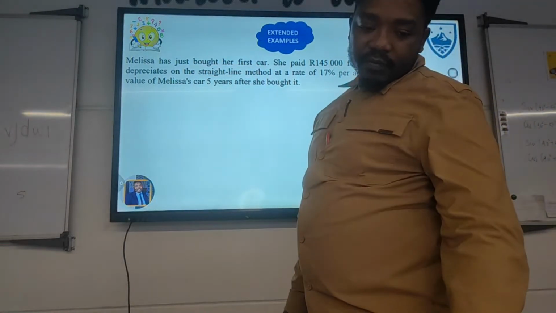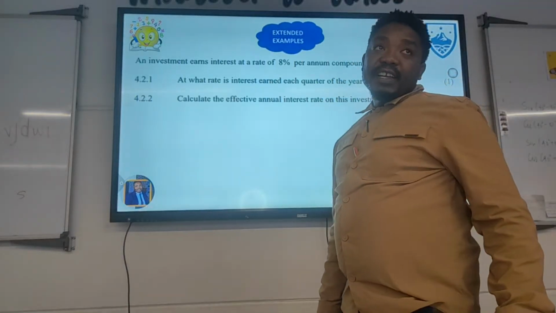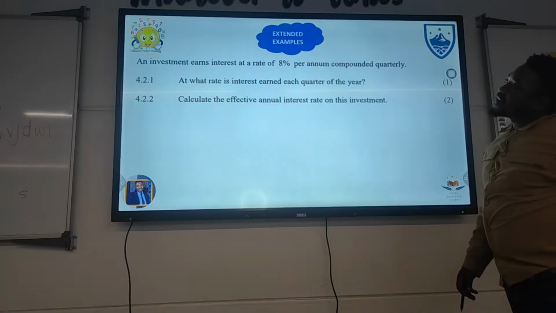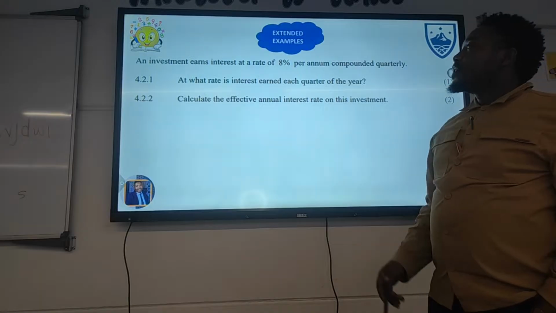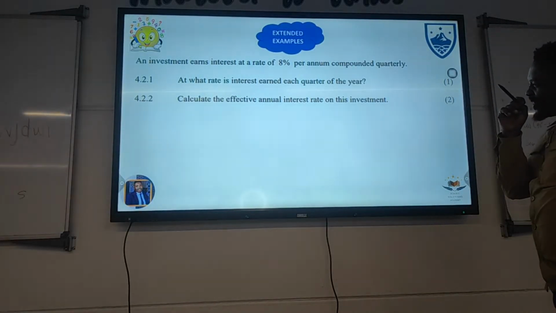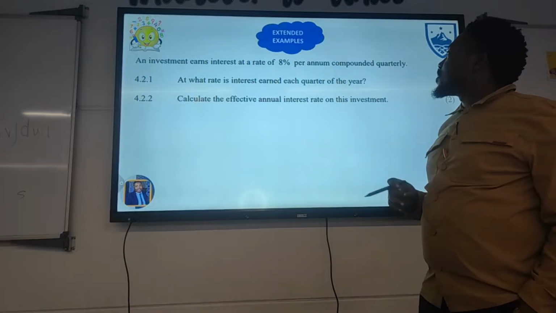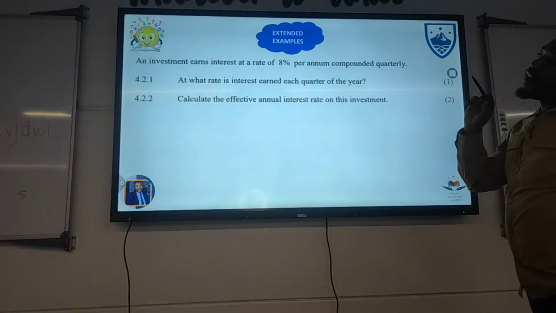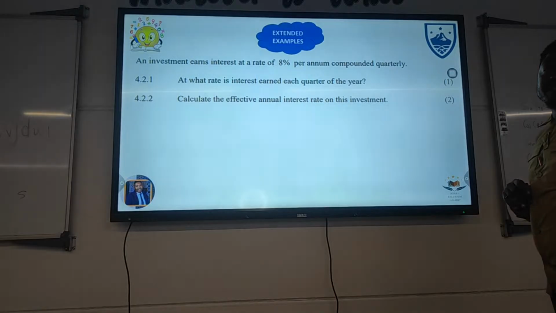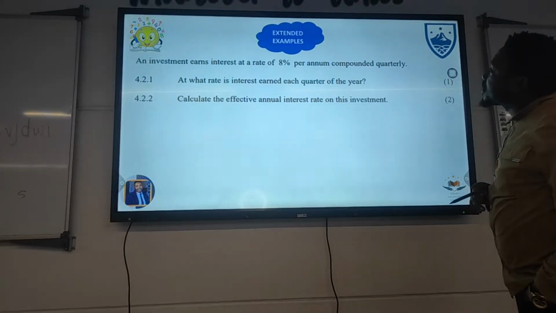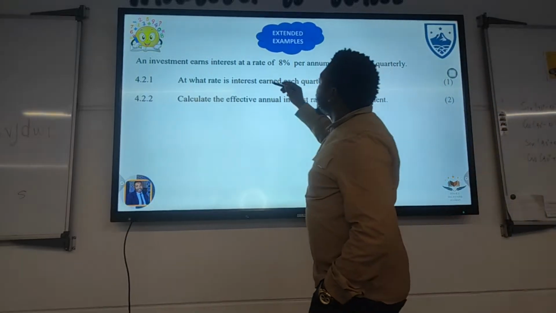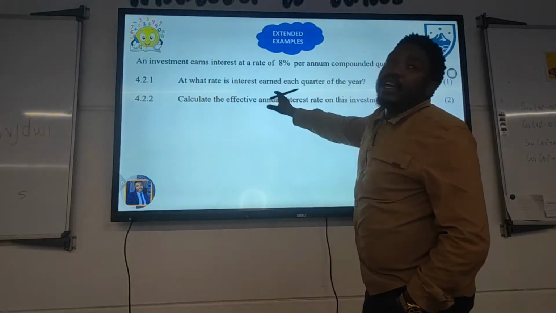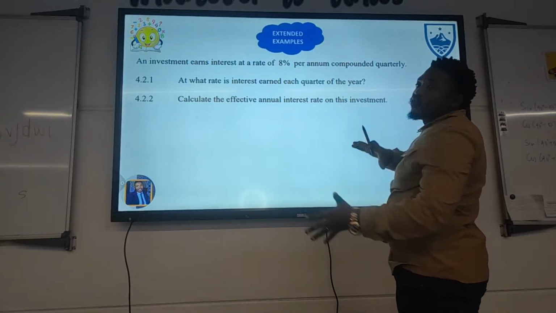And then the next one, extended examples. We have an investment that earns an interest rate of 8% per annum compounded quarterly. At what rate is interest earned each quarter of the year? So it means that these are the problems where we now have to change one interest to the other.